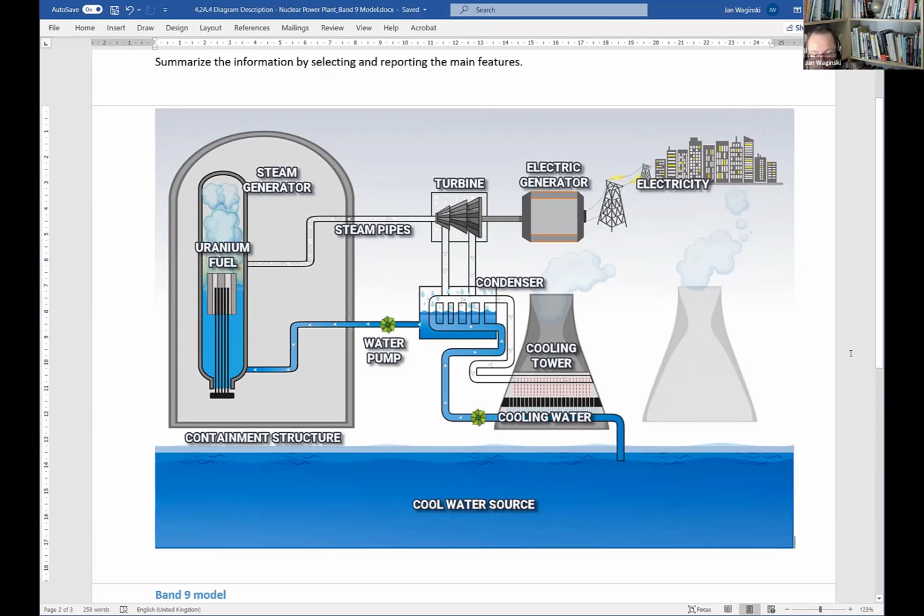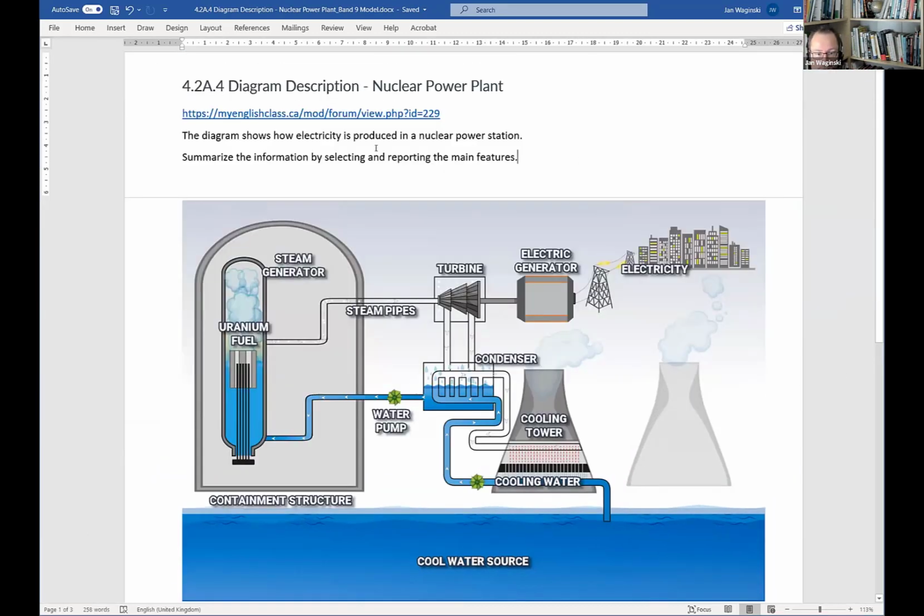So this is quite similar to a lot of other prompts that we've seen. For example, a hydroelectric power plant, right? It's got a lot of the exact same elements. So the type of power plant doesn't matter too much. All the information that you need is always in the diagram. So let's talk about this for a second. This diagram shows how electricity is produced in a nuclear power station. I'll just give you a minute to look at the diagram.